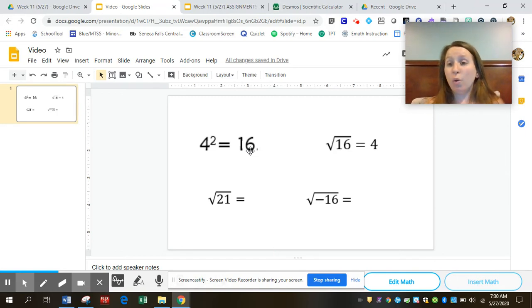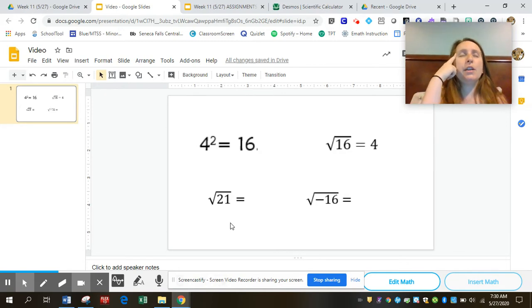Now, sometimes there is no real square root. For example, if I try to find the square root of 21 in my head, I know there are 2 numbers that multiply to give me 21, but there is no one number that if I multiply it by itself will get me 21.